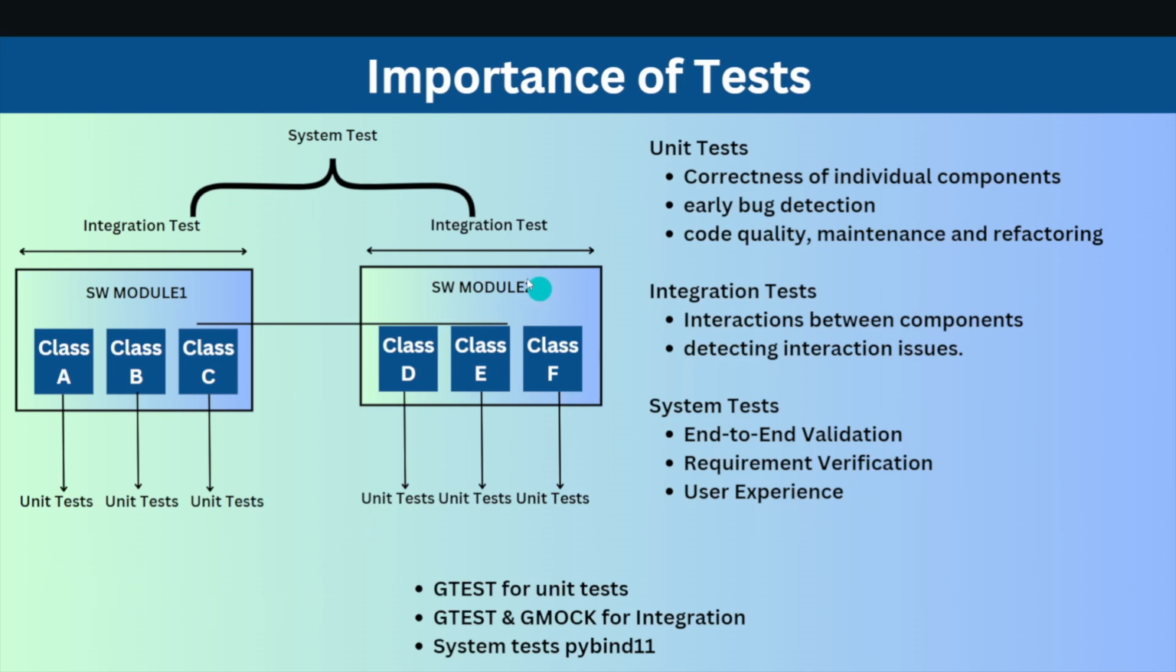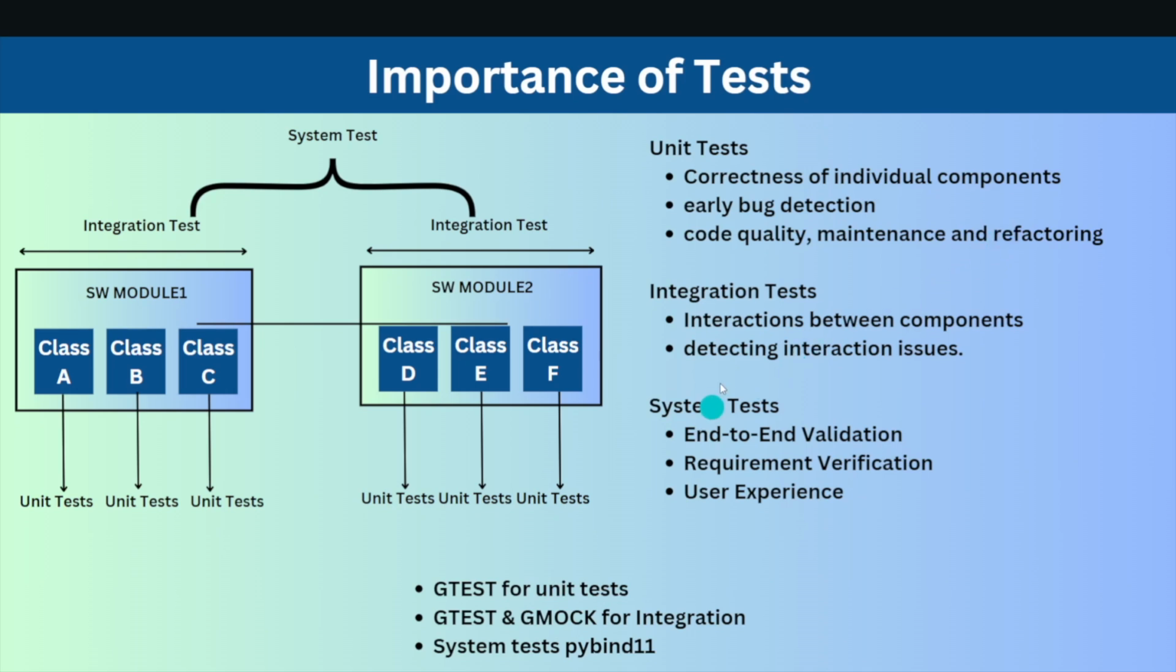Let's say in your software product you have 2 modules, module 1 and module 2. You write a system test such that this module is behaving as expected and that module is behaving as expected. You need to ensure that as a system, everything works as expected. This is how we visualize unit tests, integration tests, and system tests.